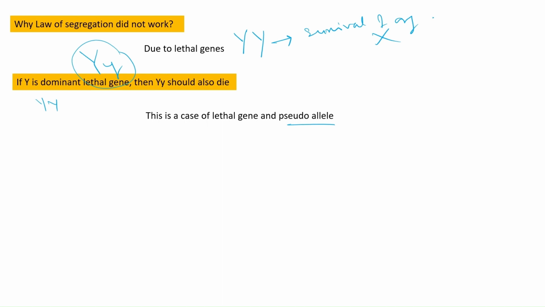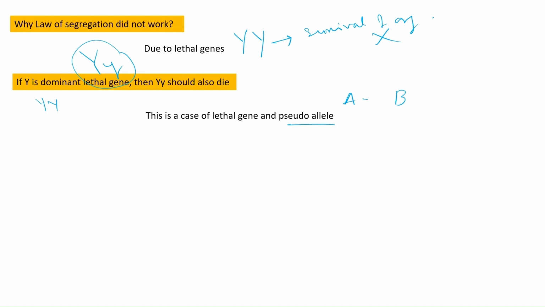What do we mean by pseudoallele? I already made one video on pseudoallele. I will provide the link at the end of this video for those who have not seen that video. For now, in short, what are pseudoalleles? Pseudoalleles means these are two separate genes, for example gene A and gene B.